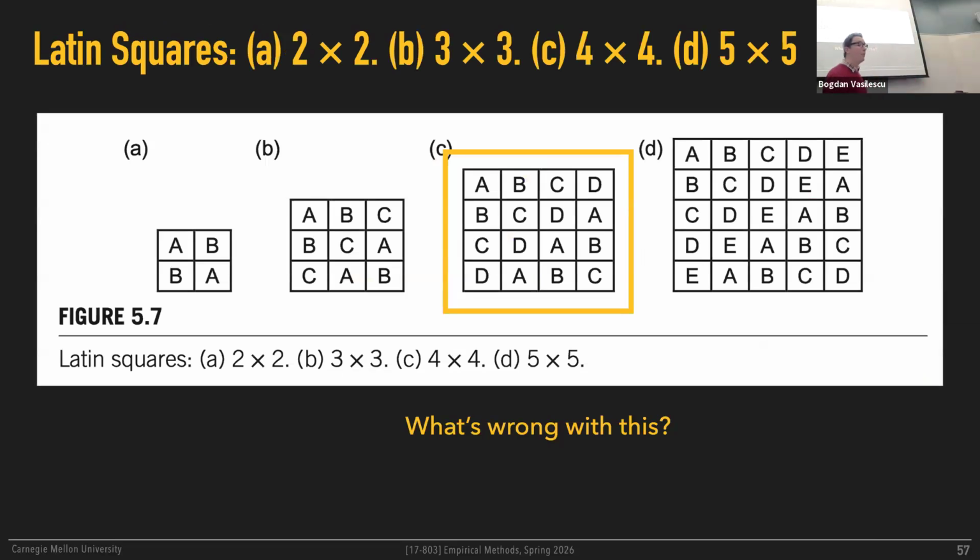Right, so now one more thing here that you could complain about. Let's see if you catch it. Let's take the third one as an example. What's wrong with this still? Can you guess?